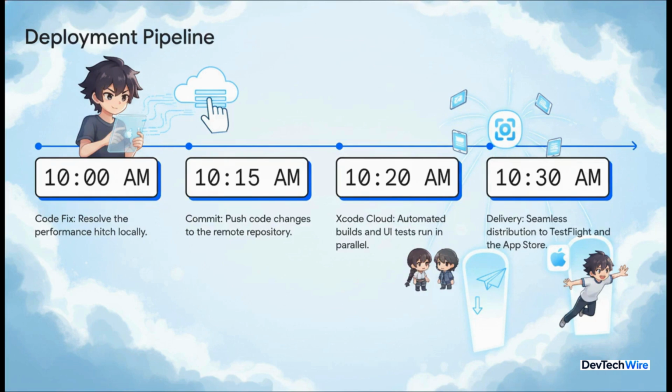Once you push your fix to the repo, Xcode Cloud takes over. Instead of tying up your local Mac fan for 20 minutes running parallel UI tests, the cloud handles building and testing across 15 different simulated devices all at once. You can literally go grab a coffee while it verifies the build and auto-deploys to TestFlight. It's an automated safety net, protecting your users from unexpected turbulence on every single commit.